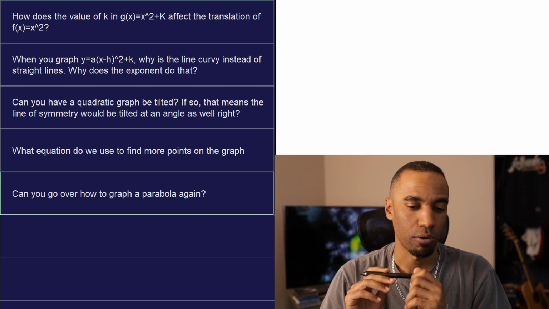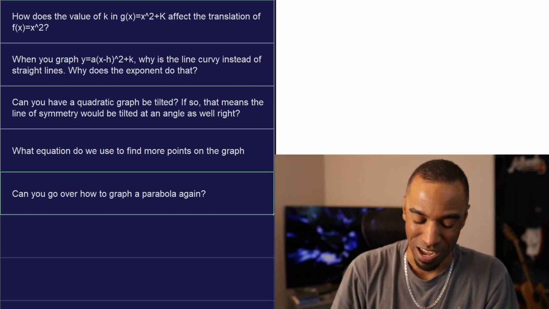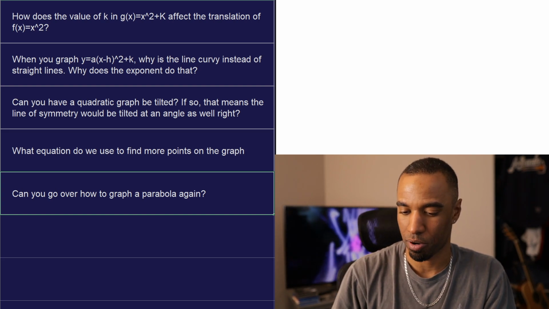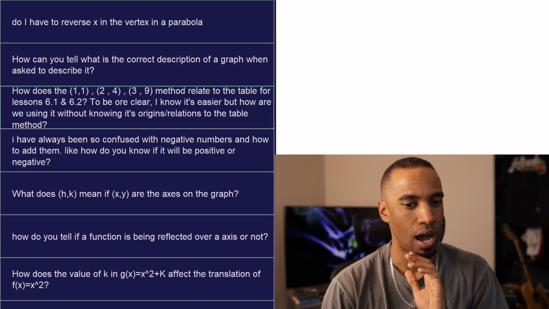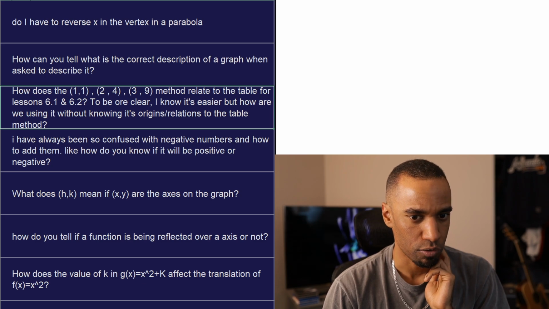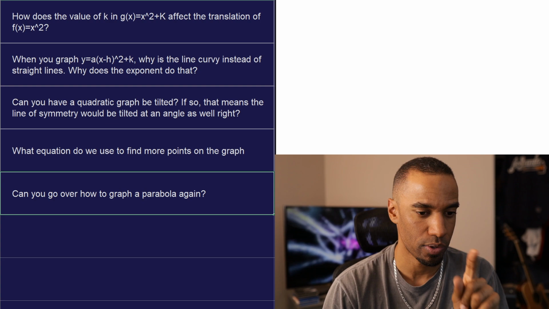Can you go over how to graph a parabola again? Oh, okay. Listen, I'll tell you what. I did answer it earlier on a previous problem. I'll show you which problem it was. I answered a little bit about it. It was this one: How does the 1, 1, 2, 4, 3, 9 method relate to the table? So I answered it a little bit there. I did answer it in the last video.